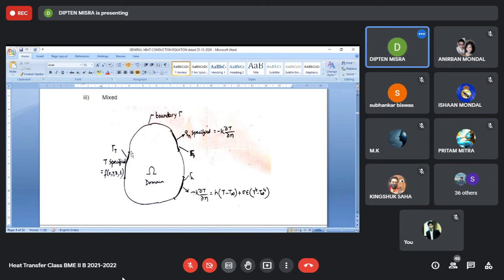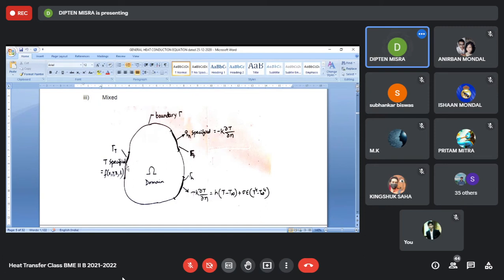Just as in this part of the boundary, we have shown that the temperature is known as a function of x, y, z and time. But it is not a compulsion that on this part of the boundary, temperature has to be different. On this part of the boundary, it may be specified that the temperature is equal to 100 degrees centigrade. So any point on this part of the boundary will have the same temperature 100 degrees centigrade, whatever be the coordinate of that point and whatever be the time that you are considering.